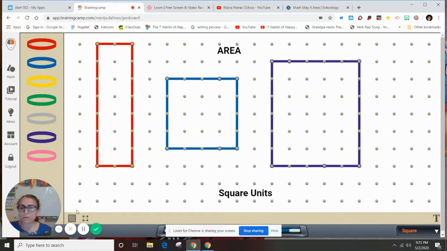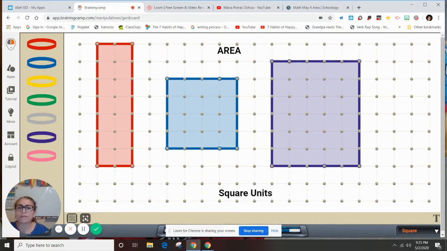And the area is actually the colored part, the pink, the blue, and the purple color part on the inside of the perimeter of the shapes. The way that I'm going to measure that area is in square units. I call it square because it's going to be the shape of a square. If I mark them, now you can see all the squares that are inside each one of these shapes. Each one of these is going to be a unit, so it's going to be one square unit.